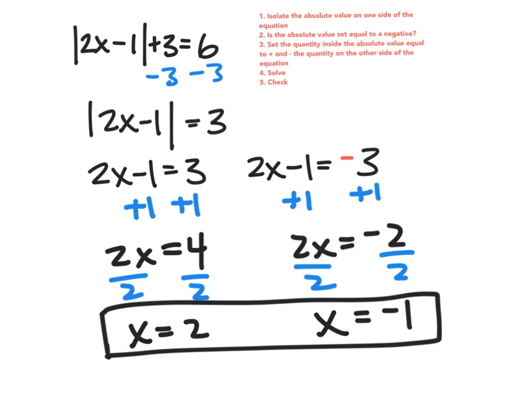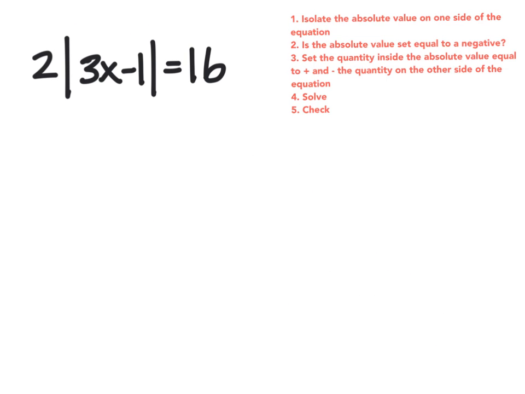Now we have to go back and check our answers, 2 and negative 1, to make sure that they satisfy the original equation. You can just do this talking to yourself. If I plug in 2, 2 times 2 is 4, minus 1 is 3, absolute value of 3 is 3, plus 3 is 6. If I plug in negative 1, I get negative 2 minus 1 is negative 3. The absolute value of negative 3 is positive 3, plus 3 equals 6. So both of these work. Let's try that one more time.